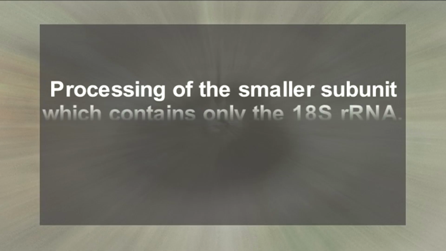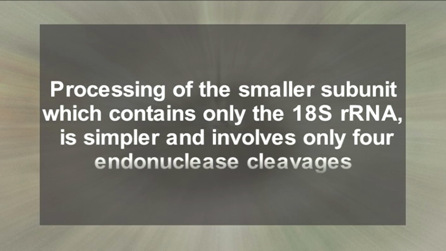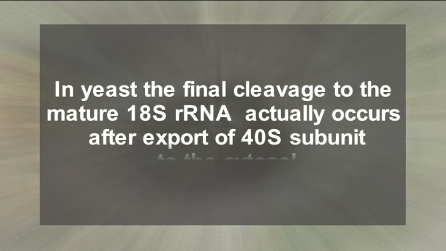Early in the ribosome assembly, the processing of the two nascent ribosomal subunits separates. Processing of the smaller subunit, which contains only the 18S rRNA, is simpler and involves only 4 endonuclease cleavages. In higher eukaryotes, this is completed within the nucleus, but in yeast, the final cleavage to the mature 18S rRNA actually occurs after export of the 40S subunit to the cytosol.